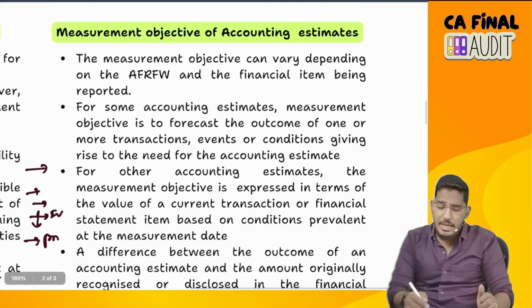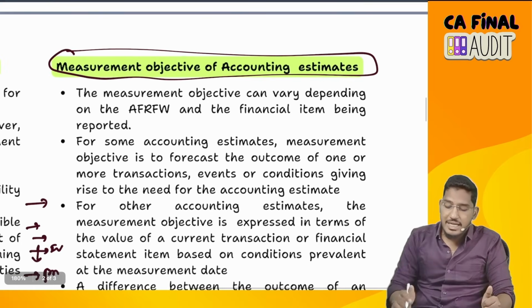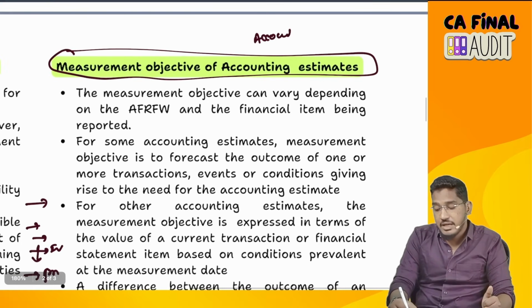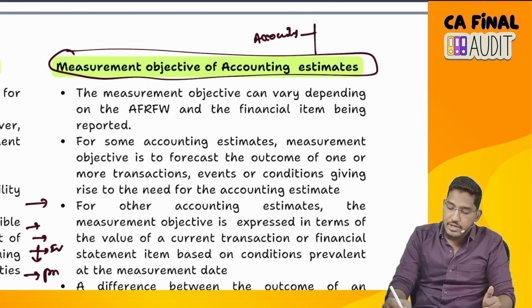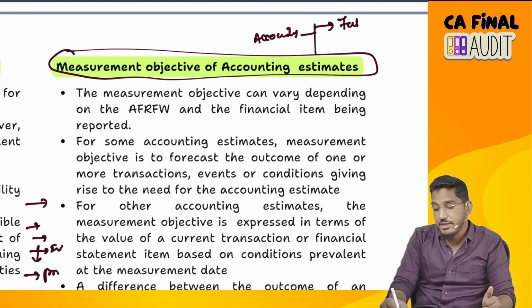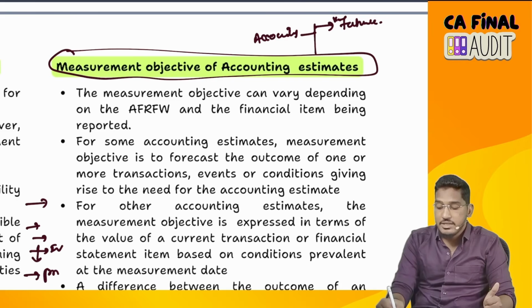Next one, measurement objective. This I will try to summarize, what they try to say here. See, whenever you are calculating any accounting estimate, that accounting estimate can have two measurement objectives. In some kind of accounting estimates, the measurement objective will be to estimate the future.